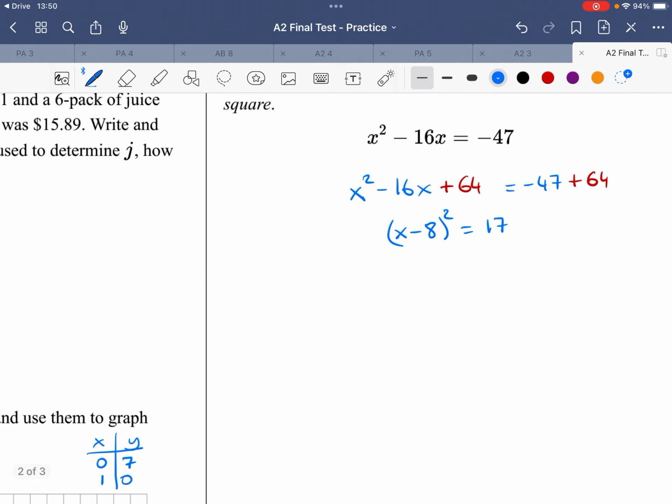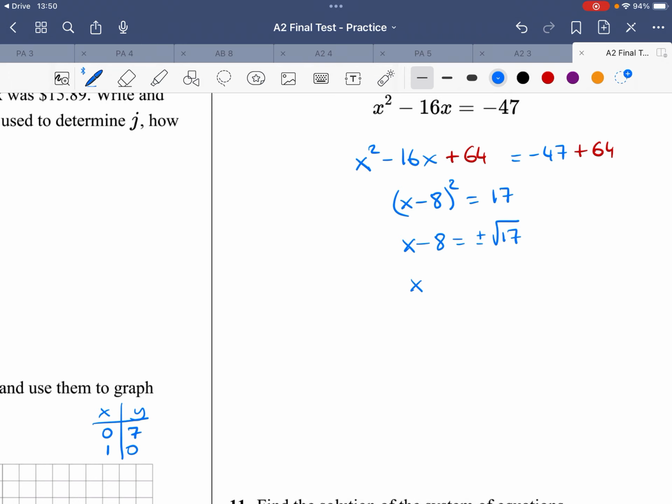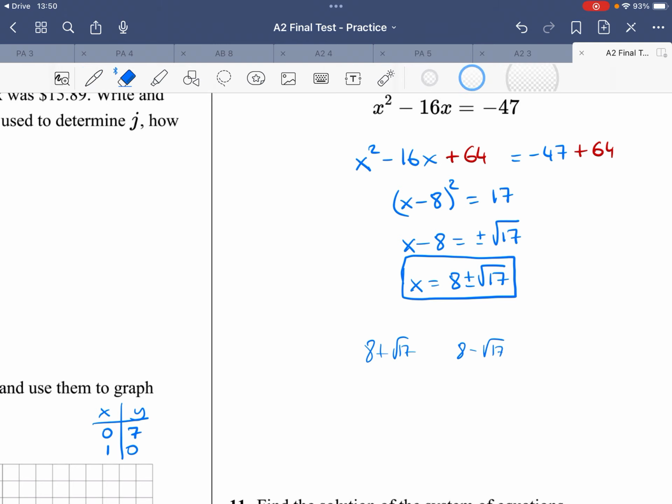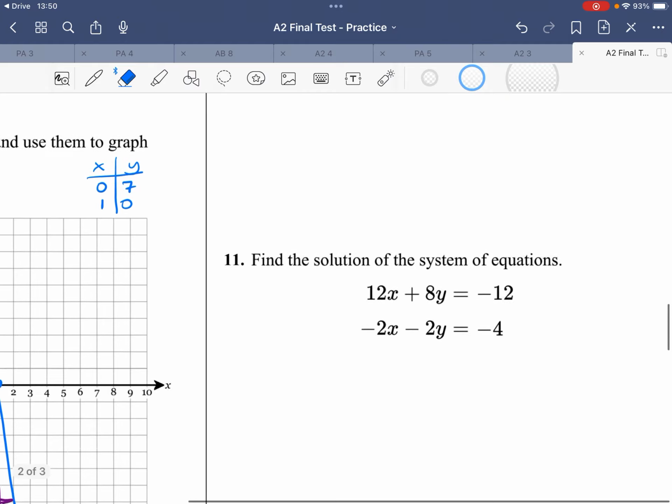Now that we've completed the square, we can solve by taking the square root of both sides. I would try to simplify the square root, but right now I cannot. 17 is a prime number. And then I'm going to add 8 on both sides. That would be the answer: 8 plus or minus the square root of 17. If you want to write it as two separate answers, that's fine too. I'm used to doing it all in one, but either of the two ways is fine.